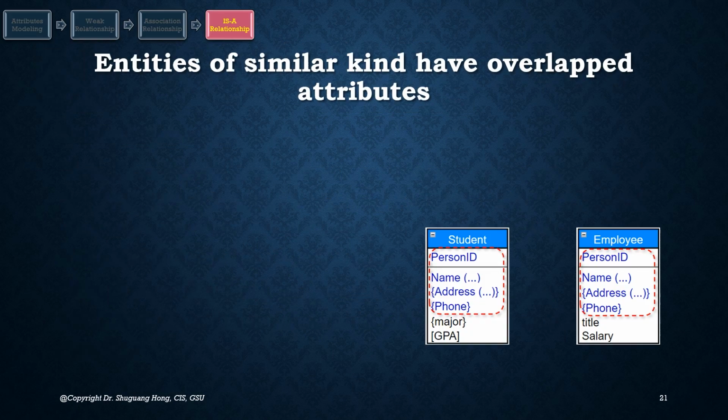Entities of similar kind have overlapped attributes. Now, let's consider a scenario of entity types of similar kind. For example, student and employee entities are humans, i.e., the same kind of entities. As shown in the ER model, they have several overlapped fields: person ID, name, address, and phone numbers.